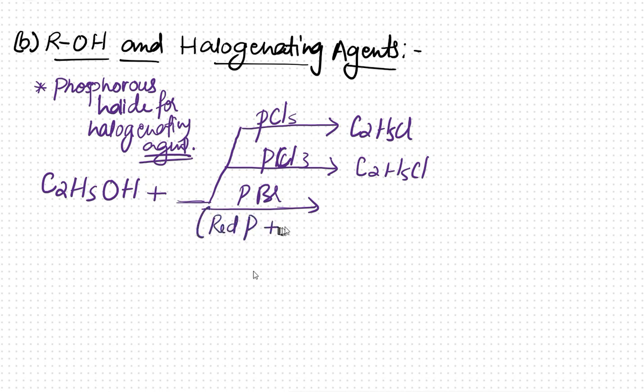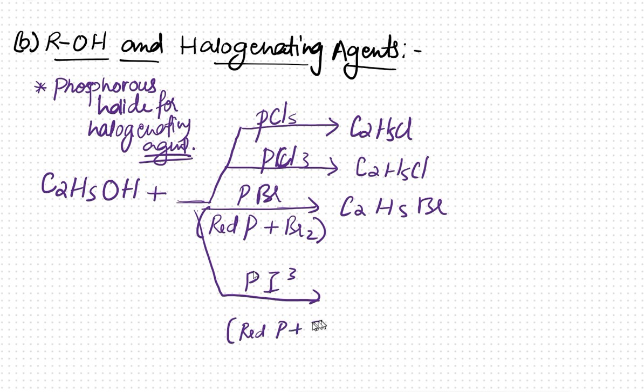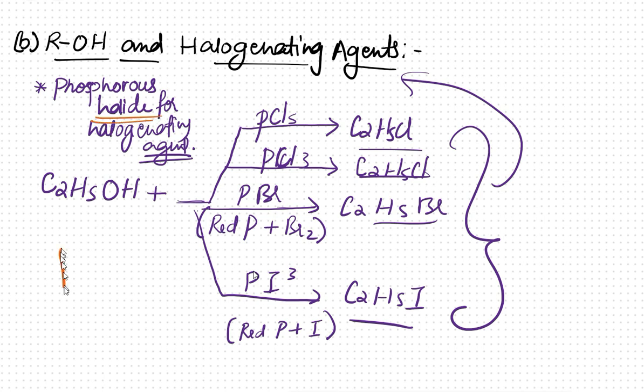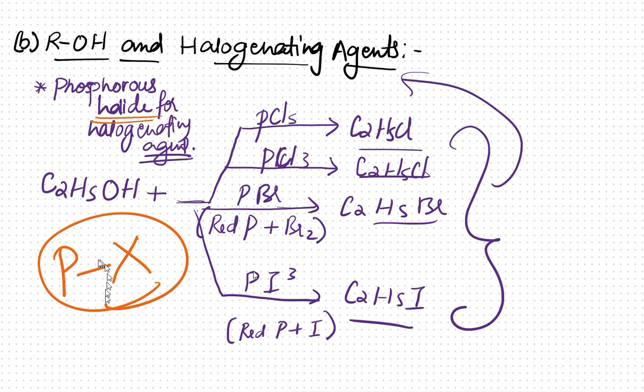Again, if you use potassium bromide in the presence of red phosphorus and bromine, you will get C2H5Br. And also if you use potassium iodide in the presence of red phosphorus and Br2, these act as catalysts. These are just acting as catalysts. You can write them down if you want to, but this was just a normal overview. These halogenating agents can be used to give you haloalkanes as well. That was also about these reactions. The main thing to note here is that the main halogenating agent used here is your phosphorus halide.